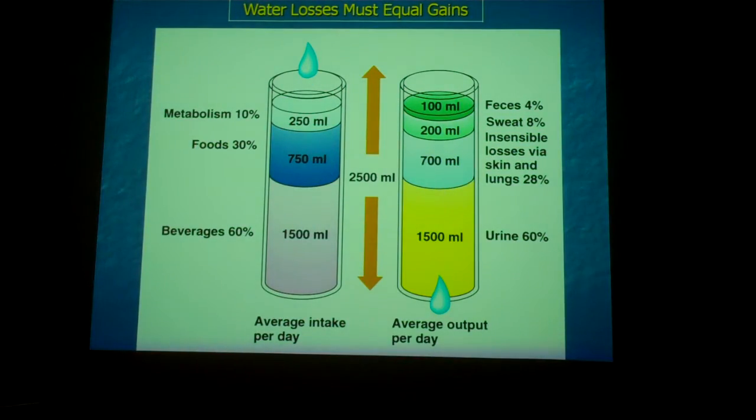So if we put this in a diagram, this is what we would have. Most of our water intake is going to be what we ingest. And we produce a little bit by metabolic generation. Most of the water that we lose is going to be via the urinary tract over here.